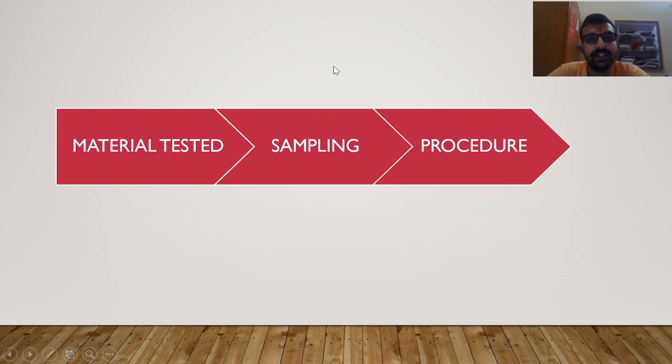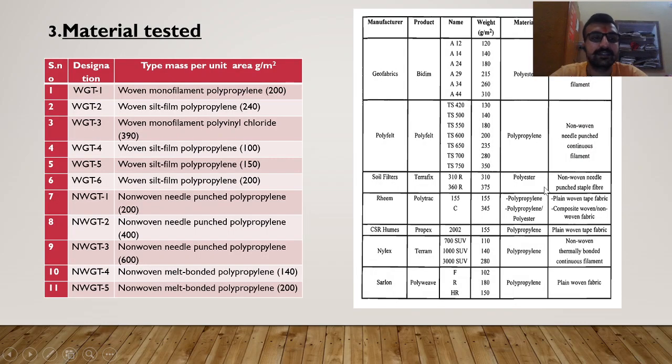Before concluding the test, I would like to enlist the material tested, sampling done, and how the procedure is being carried. The material tested mainly include the woven and non-woven geotextiles of different material depending upon their mass per unit area. They are polypropylene and polyvinyl chloride, needle punched and melt bonded, or slit film polypropylene.